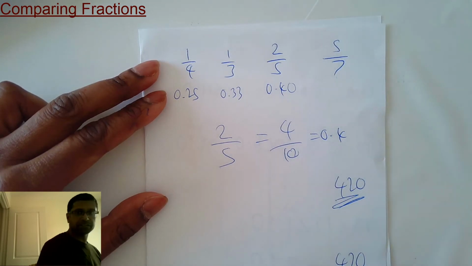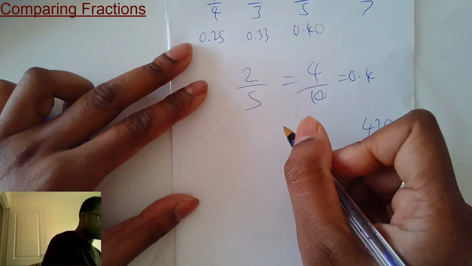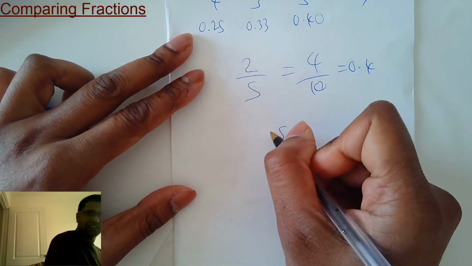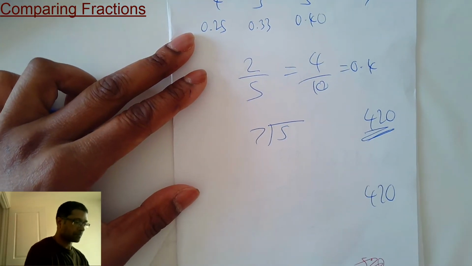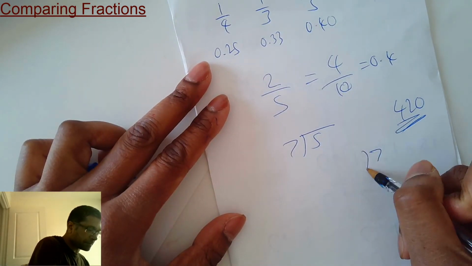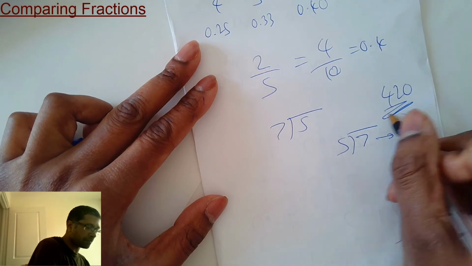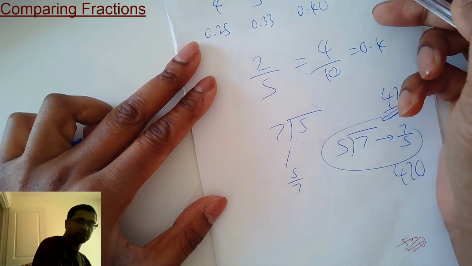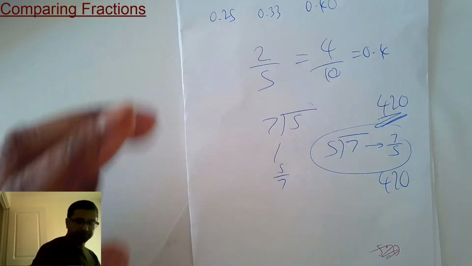And then 5/7. Well, you might not know what 5/7 is as a decimal, so what I'm going to do is a quick short division. I'm going to do 5 divided by 7. Don't do that. That's 7/5. I want this one here, which is 5/7. Look, 5/7. So 7 into 5.